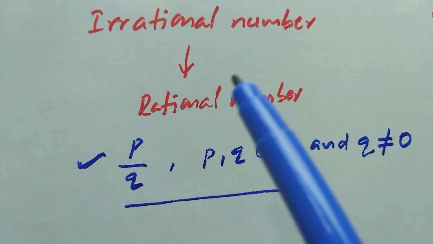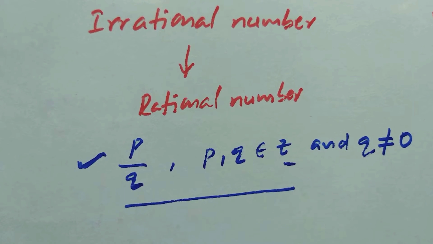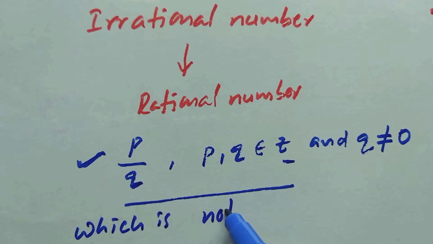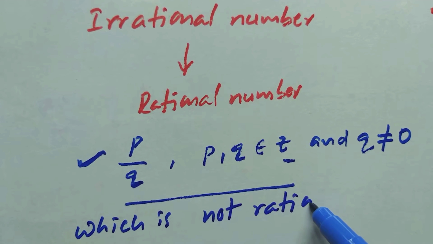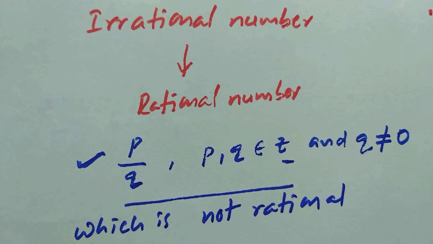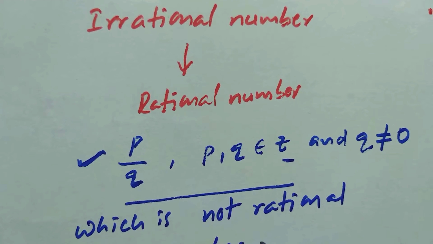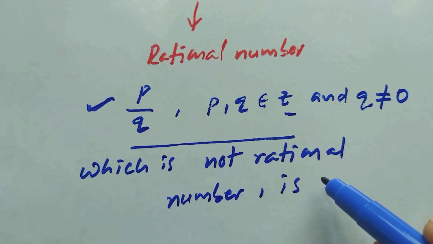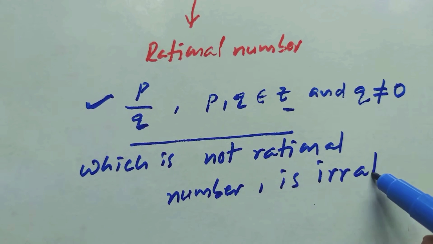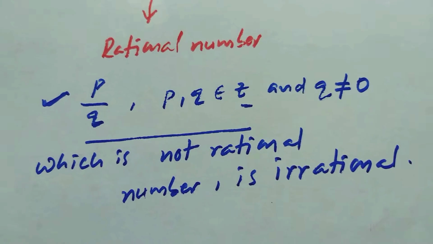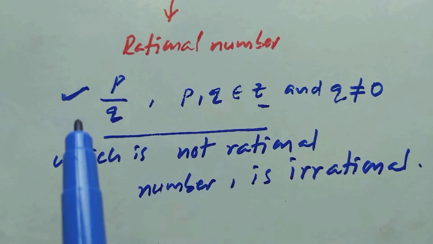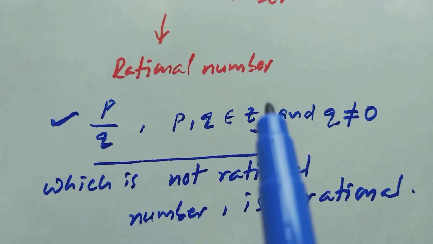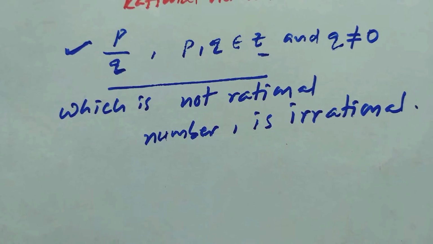What about the irrational number? Which is not rational? Which is not a rational number is an irrational number. So this is the meaning of irrational number. Basically we see what the irrational numbers are, how we will write the numbers.